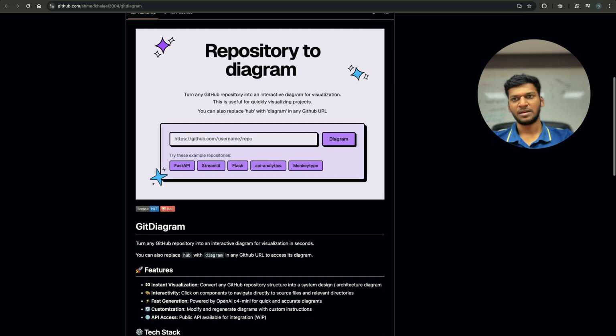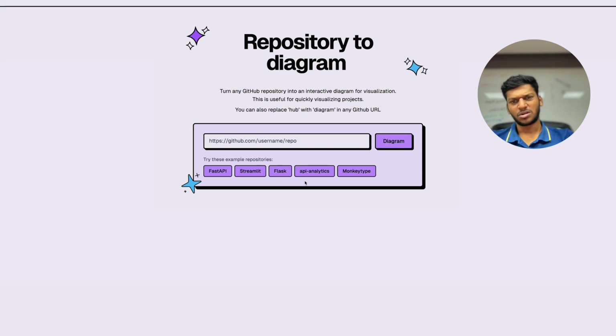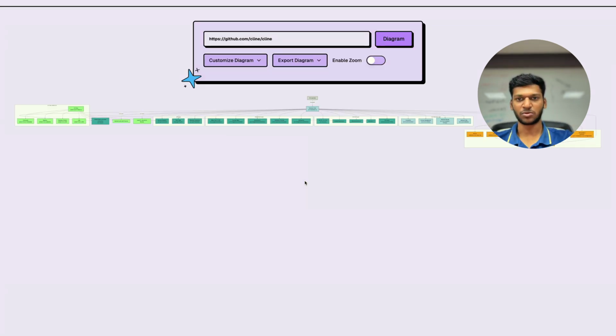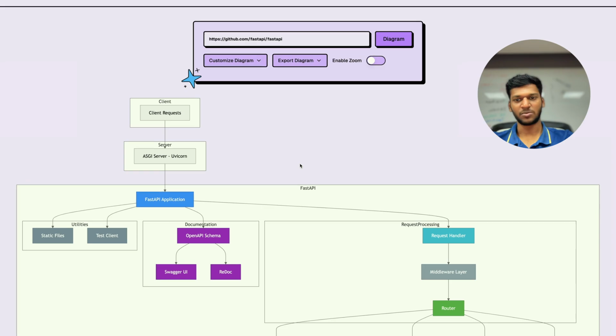That's it I wanted to introduce to you. Basically, if you have a GitHub repository open on github.com, just change the "hub" to "diagram", then this page will open and you can see diagrams over here. That's what I wanted to introduce.